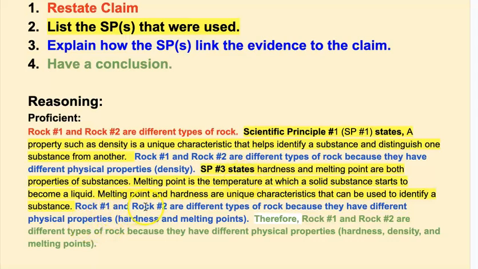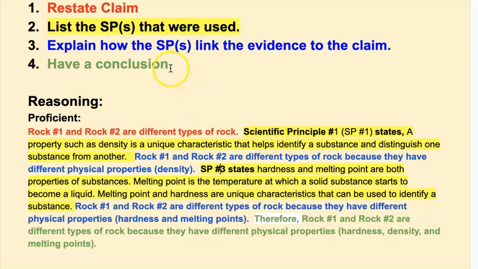Well, rock number 1 and rock number 2 are different types of rocks because they have different physical properties, such as hardness and melting point. Now, could you have just said rock number 1 and rock number 2 are different types of rocks because they have a different hardness and melting point? Absolutely. So those are the two key scientific principles you need.